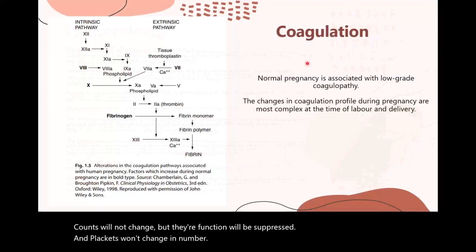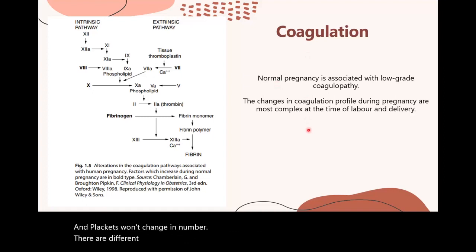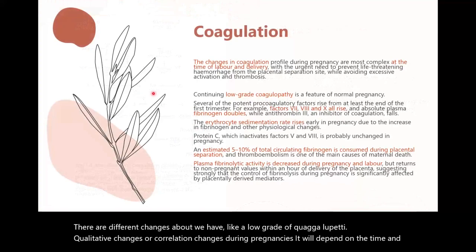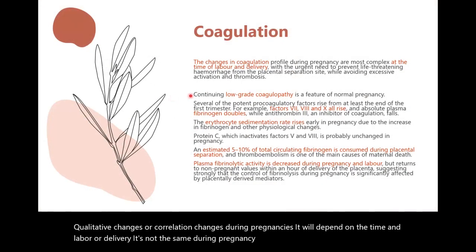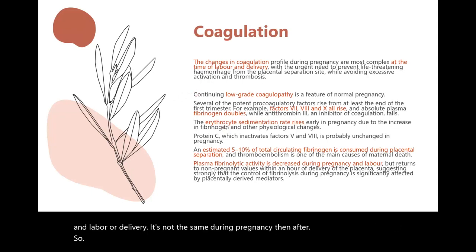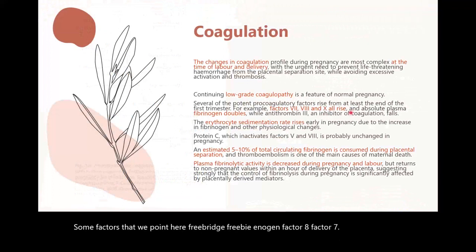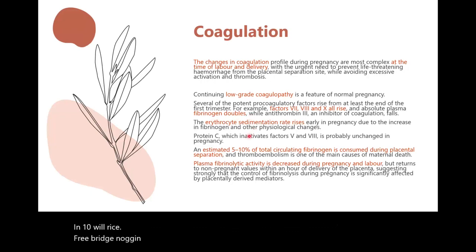We have like a low grade of coagulopathy. Coagulation changes during pregnancy will depend on the time and on labor or delivery. It's not the same during pregnancy as after. So some factors that we point out here: fibrinogen, factor 8, factor 7, and 10 will rise. Fibrinogen doubles.